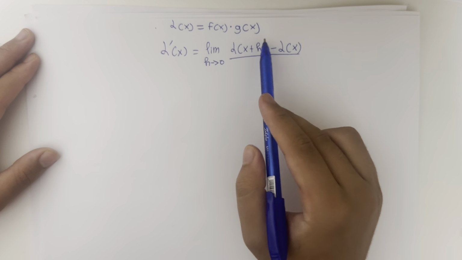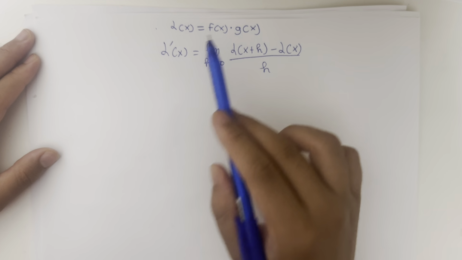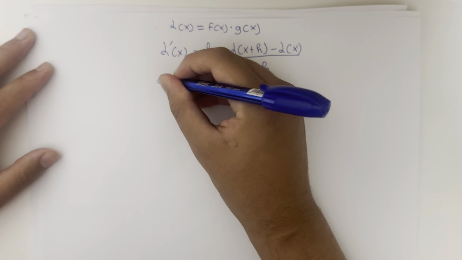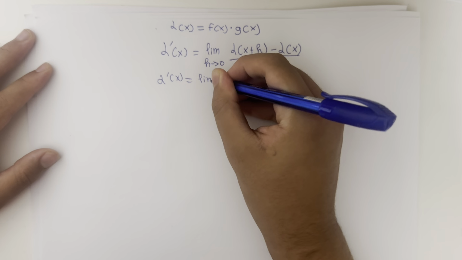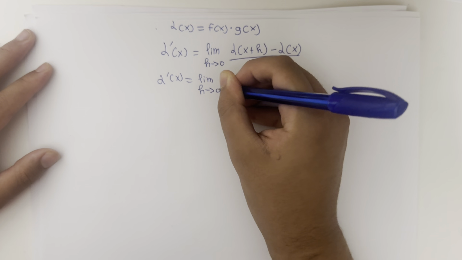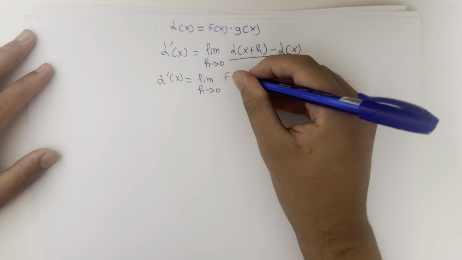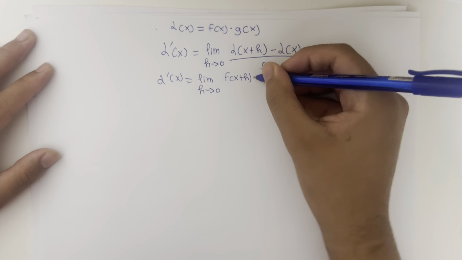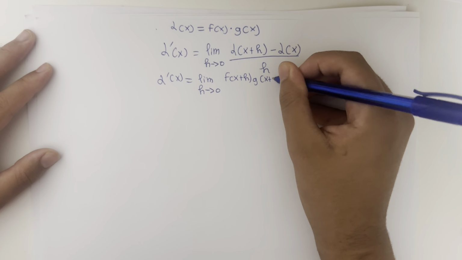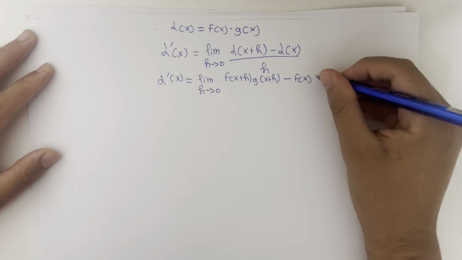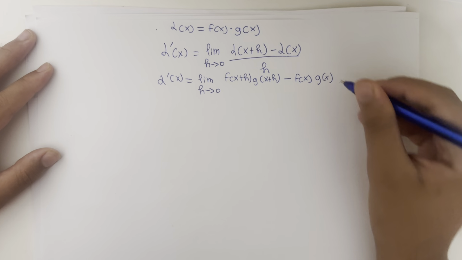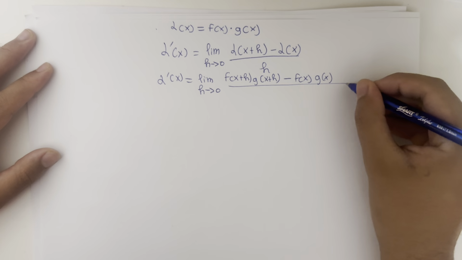And so what we're going to do now is replace L of x with f of x times g of x. So we have L prime of x is equal to the limit as h goes to 0 of f of x plus h times g of x plus h minus f of x times g of x, all of this over h.